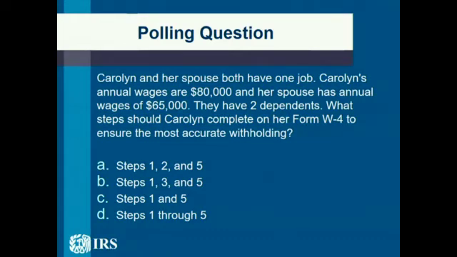Carolyn and her spouse each have one job. Carolyn's annual wages are $80,000, and her spouse has annual wages of $65,000. They have two dependents. Which steps should Carolyn complete on her Form W-4 to ensure the most accurate withholding? Is the correct response A, Steps 1, 2, and 5, B, Steps 1, 3, and 5, C, Steps 1 and 5, or D, Steps 1 through 5?